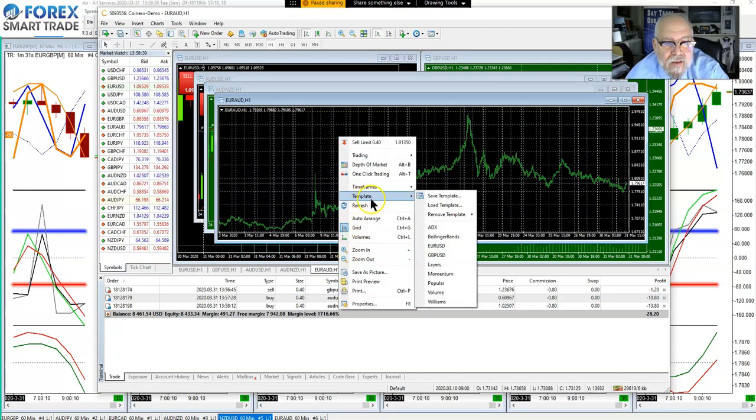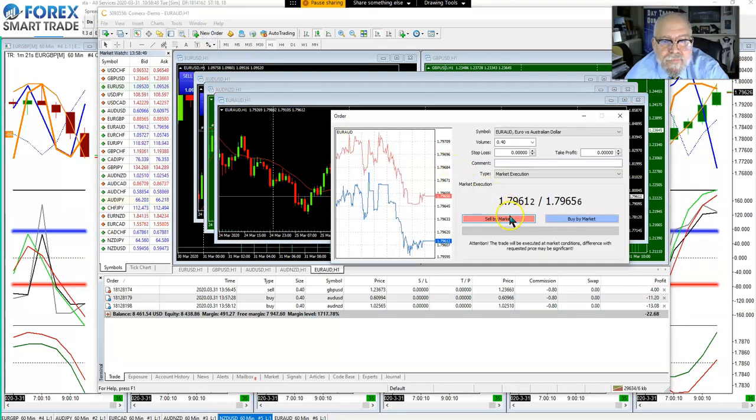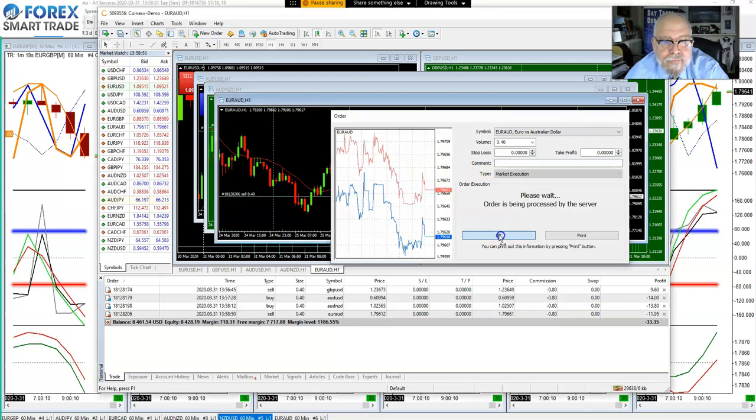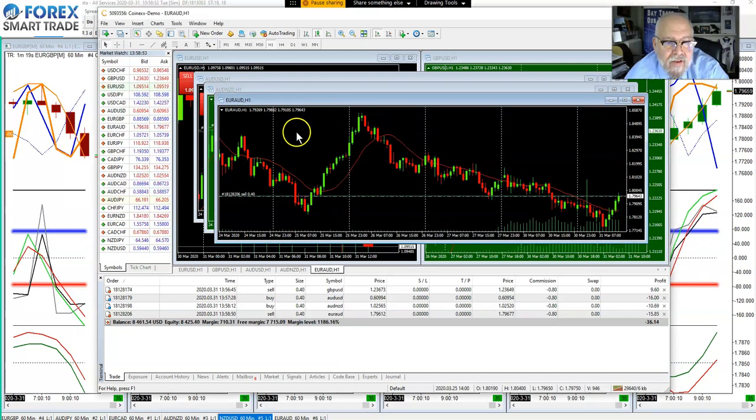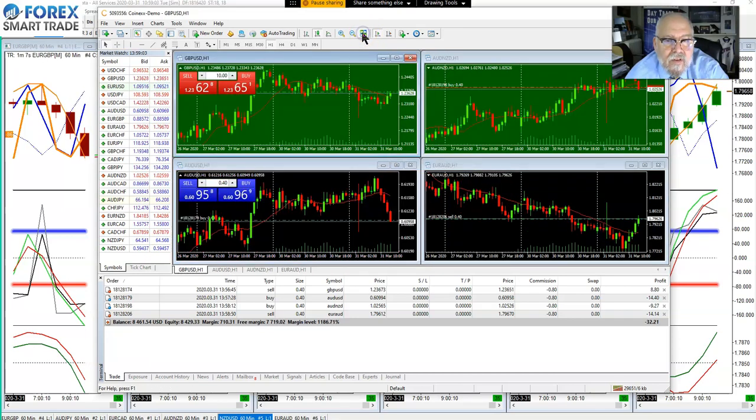Again, and this is going to be a sell. Now that I've got all four, we didn't take this trade, so we will close this so I can see them all.